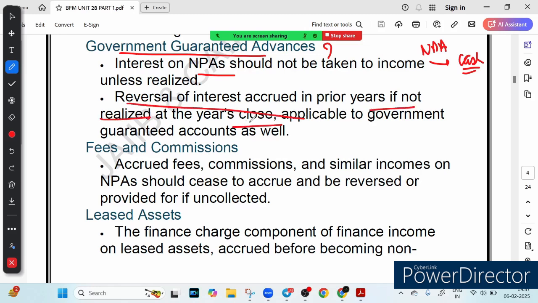It is applicable to government guaranteed accounts as well. So earlier you recognized an interest as income, but you did not receive the payment, even if it is backed by the government guarantee. If the interest was previously recorded as income but remains unpaid at the end of the year, it must be reversed, right? So if earlier you have done it on accrual basis, you must convert it into cash basis. That is called reversal. This rule applies even if the loan is government backed.